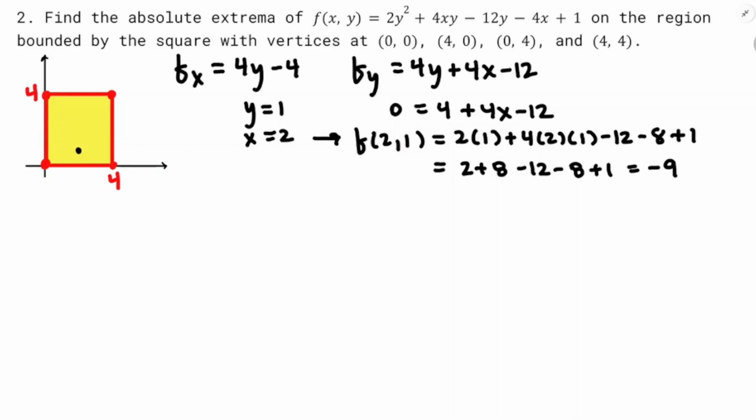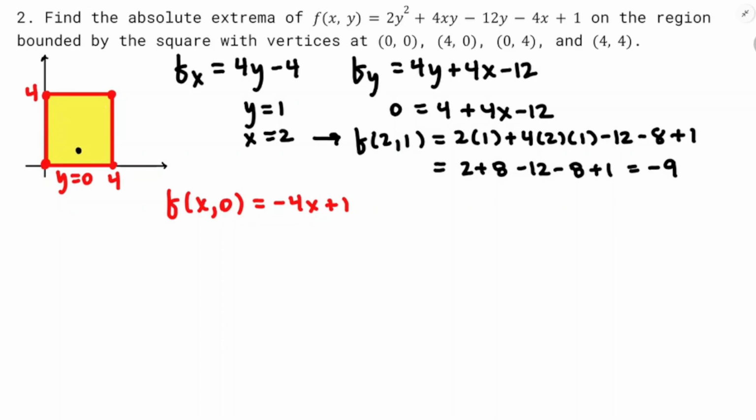And then I need to check the boundary. I think I'm going to go over here and say, all right, this is y equals 0, this first piece, the bottom of the square. So that'll be my first substitution. F of x and y is just 0 plus 0 minus 12 times 0, so negative 4x plus 1. Okay, and that's nice.